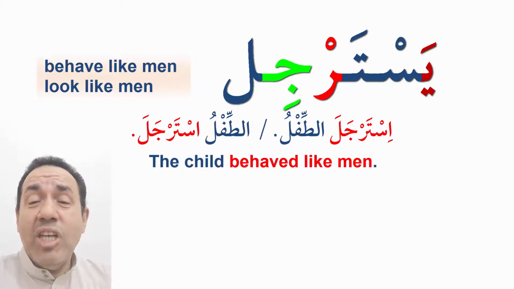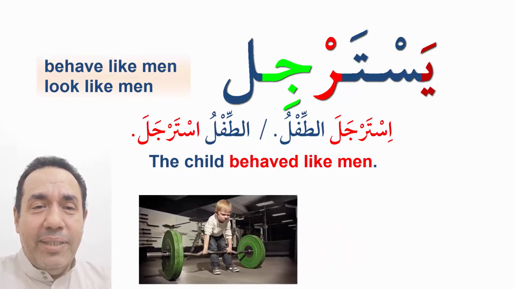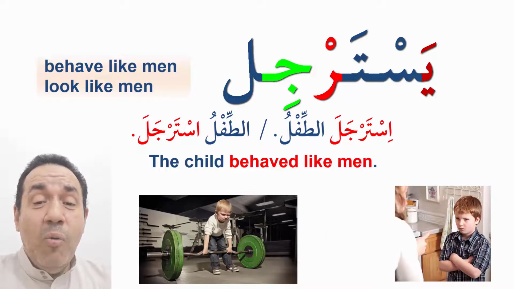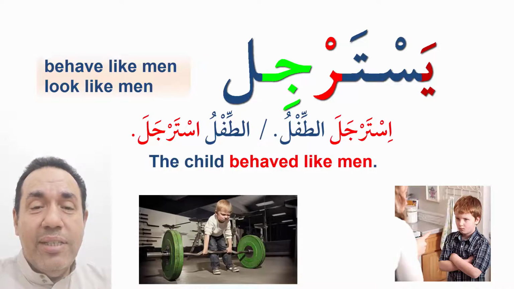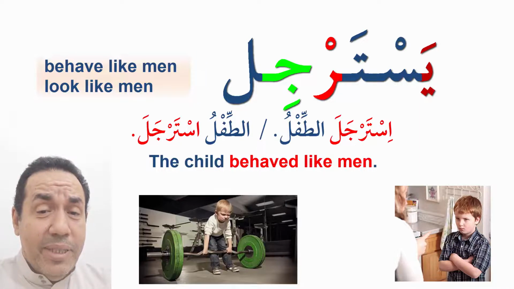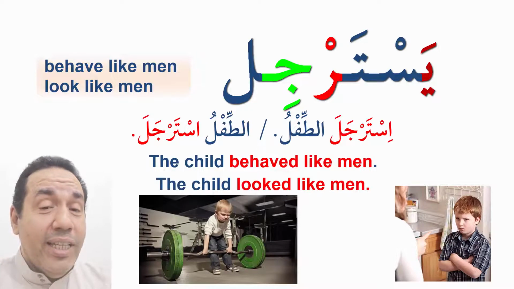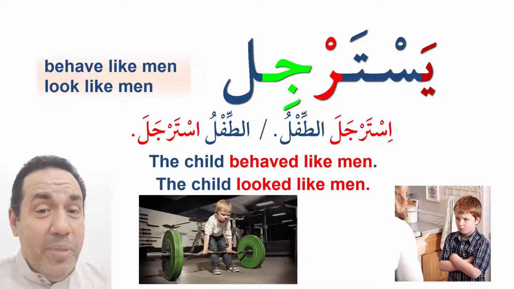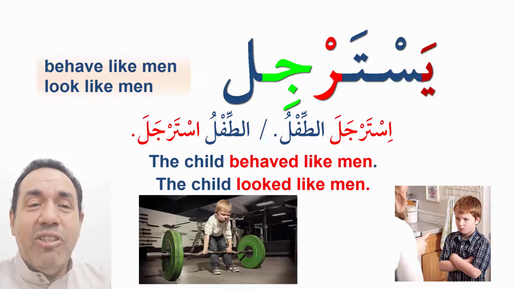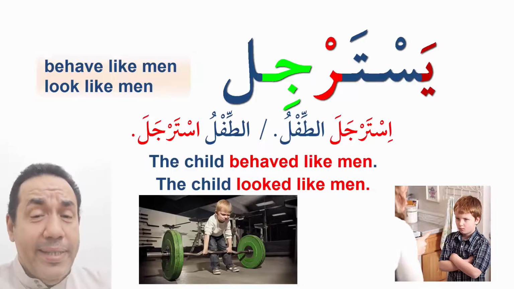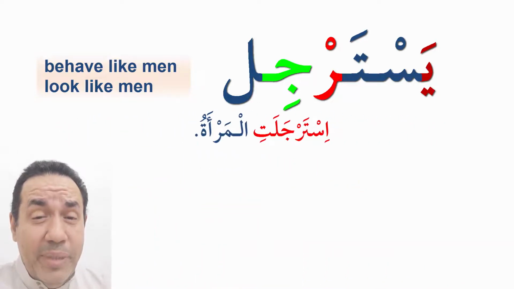When I say the child behaved like men, استرجل الطفل. استرجل, the past form of the verb يسترجل, means behaved like men. The child behaved like men. The child looked like men. This is the most common meaning now.